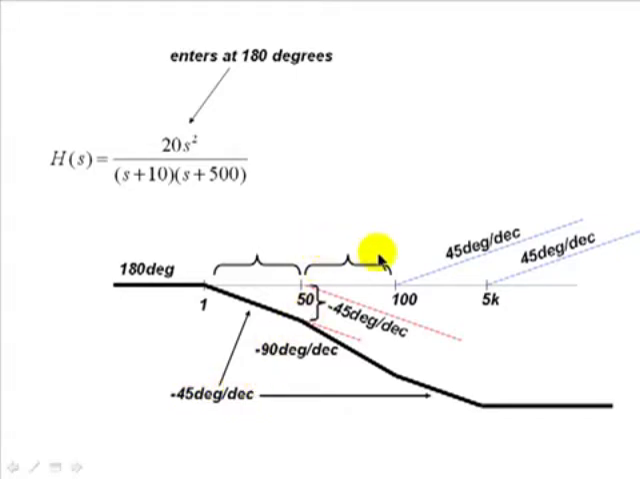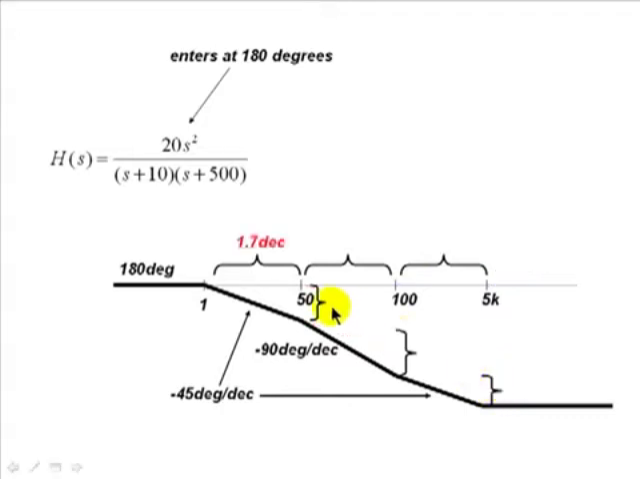If we know the distance in decades between 50 and 100, because we know the slope is negative 90 degrees per decade, we can compute this drop. The same can be said between 100 and 5,000, and the drop between those two corresponding points. Let's compute that. The first one: 1.7 decades at 45 degrees per decade is a drop of 76.5 degrees. 180 minus 76.5 degrees, the value of the curve here is 103.5 degrees.